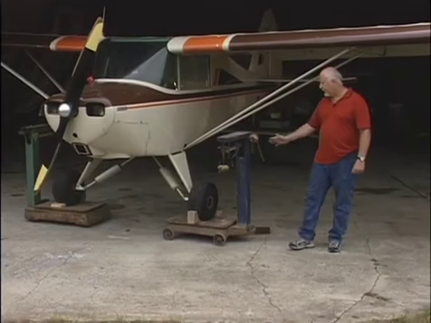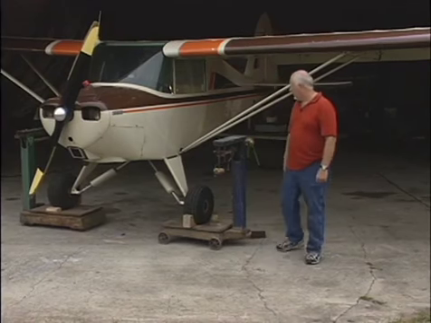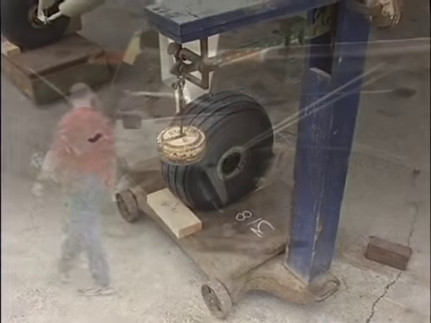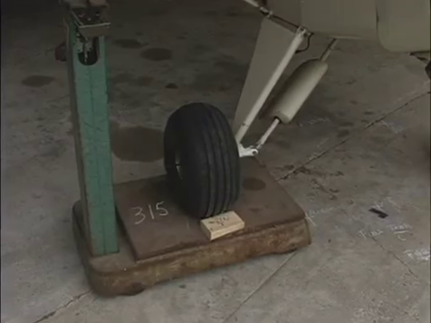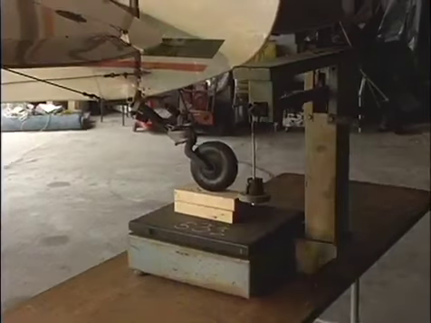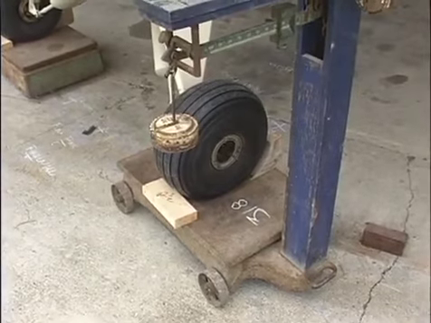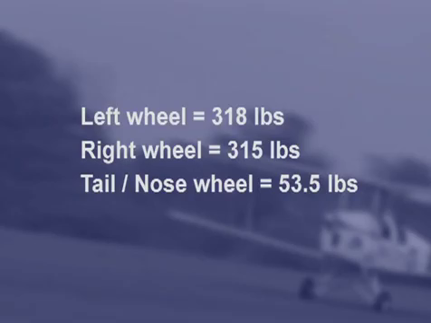So we set the aircraft up on the scales, and we weighed each particular wheel. This wheel ended up being 318 pounds. This one over here was 315, and the back was 53.5. When we weighed these wheels, you'll notice there's a bit of a difference in weight between the left and the right. And that's very common to encounter in a light airplane or in any aircraft, that both of them don't weigh exactly the same.